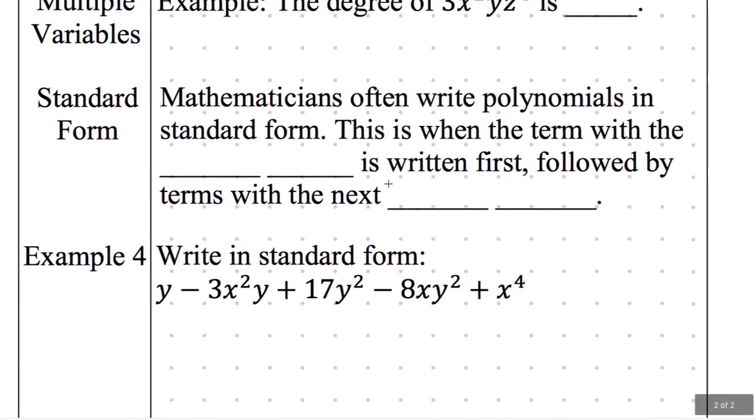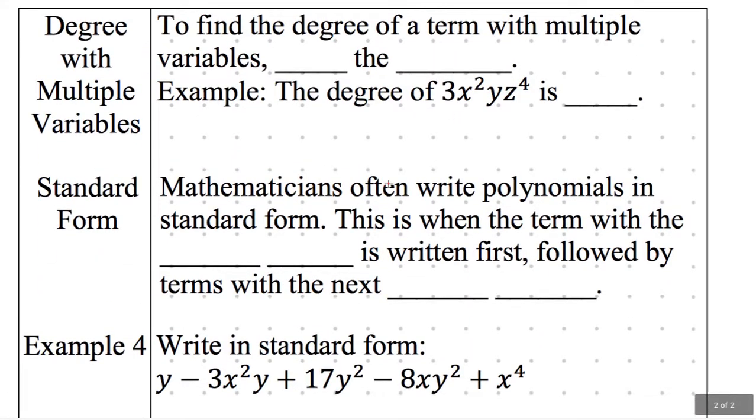All right, so coming back here and coming back here. All right, so just a little bit more for our notes. Degree with multiple variables. We're on the back side now.